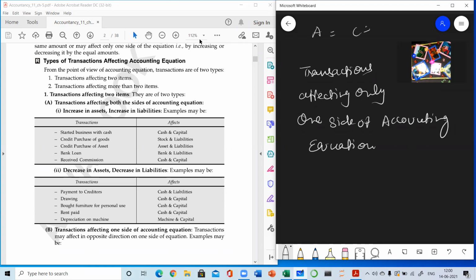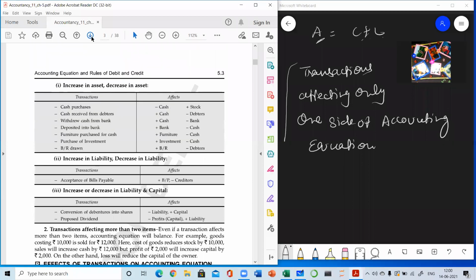These are the both sides. Assets are on the left hand side and capital plus liabilities are on the right hand side. In every equation, there are two sides, left hand side and right hand side. So in the previous class, we discussed the transactions affecting both the sides. And today we are doing transactions affecting only one side of the accounting equation. Clear? So there may be some transactions which are not affecting both the sides. They are affecting only one side.